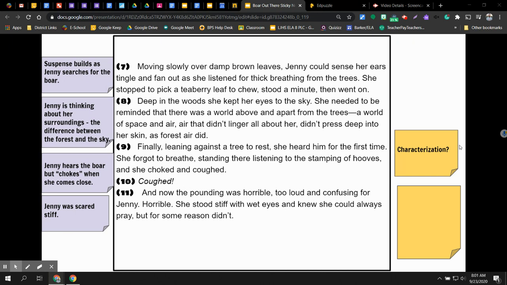What might this reveal to us about Ginny? And what might this reveal to Ginny about herself? So if you said something along the lines of, it shows that she's scared and reveals that she might not be as brave as she thought she was, that's good, because that's the truth, right?